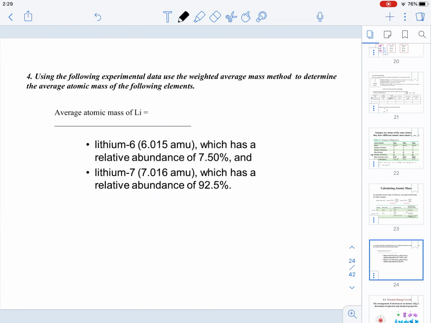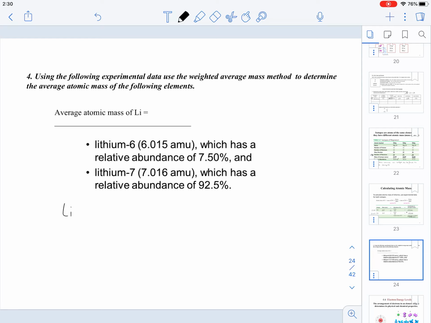So as you can see, in our worksheet, we have the following problem. You're going to be utilizing the following experimental data and the weighted average mass method to determine the average atomic mass for the following elements. So there's two problems on the worksheet, but this one specifically is the one for lithium. So let's go through this problem. As I mentioned previously, the way that you do this problem is by taking into account the information given.